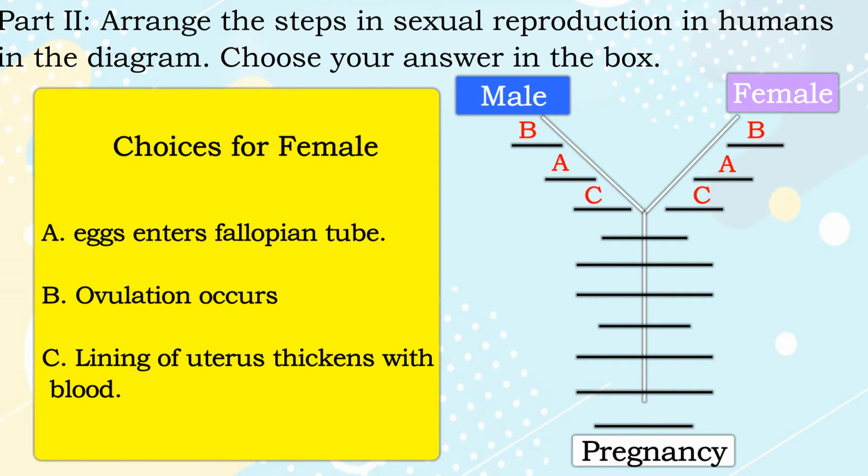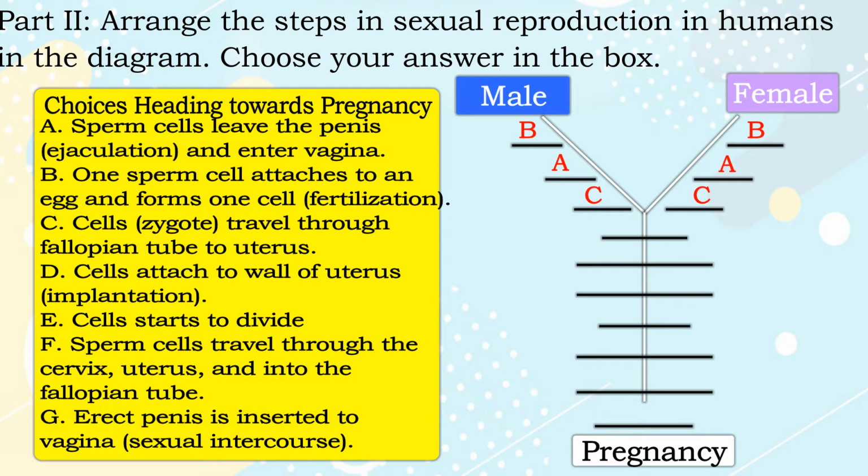Para naman sa sagot leading to pregnancy, ano kaya sa mga choices natin ang first step? So, makikita natin that the male and female have already produced the gametes or sex cell para maging posible ang union nilang dalawa, pero hindi mangyayari ang union if there is no mating of female and male. What would be the first step?